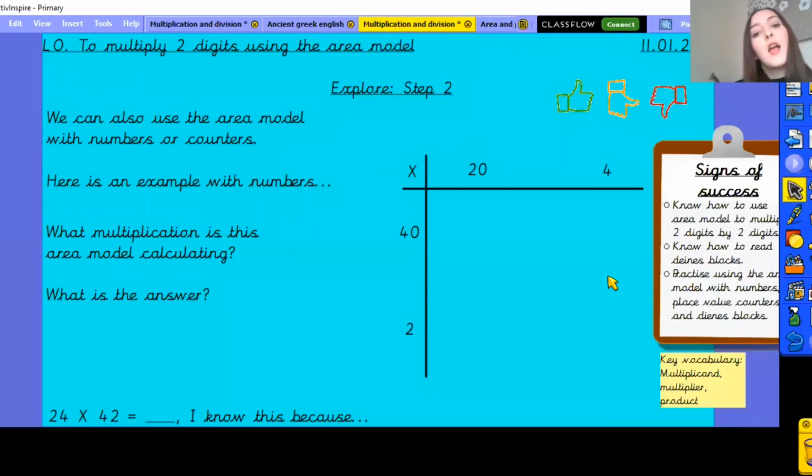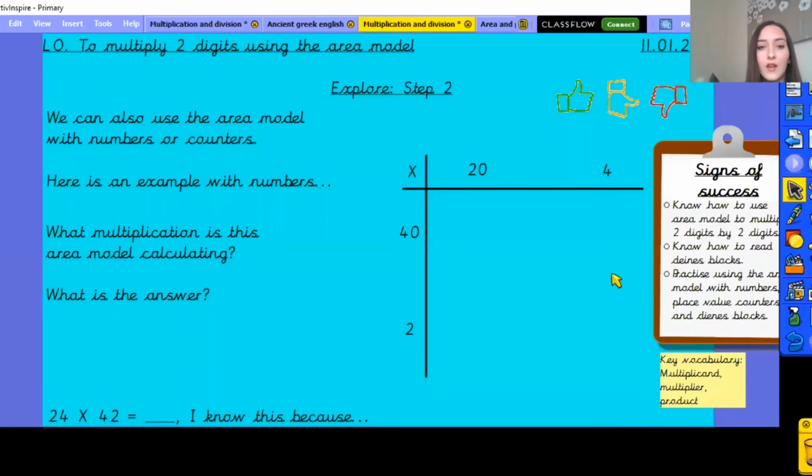Okay, so this area model is showing the multiplication 24 times 42, because we have 20 and 4, which is 24, and 40 and 2, which is 42. So now we know this area model is showing 24 times 42. So well done if you got that correct. And now we need to think about how we would find our answer. So just pause the video and have a little think about what you might do to find the answer.